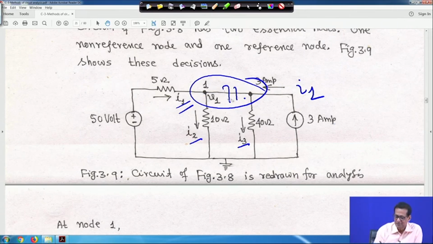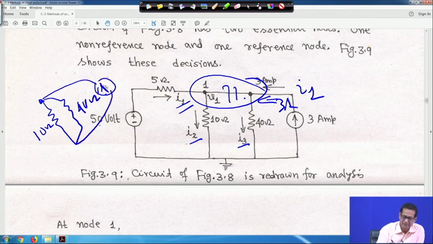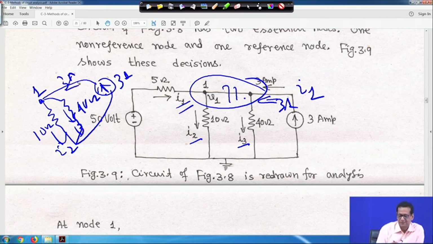So, this 3 ampere current is also entering, because it is a single node. If you draw it like this, this is the node, this is your voltage source, a 10 ohm, then across here another 40 ohm is connected, and here a current source is also connected, also 3 ampere. So, this is node 1, this current is your I2, this current is your I3, and this is the 3 ampere current. That is a single node.